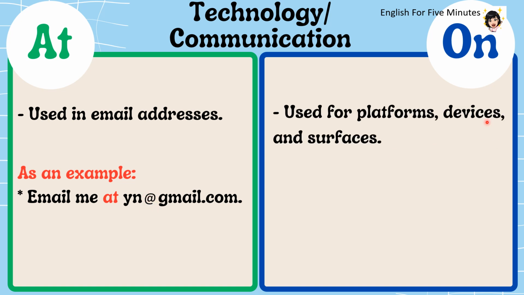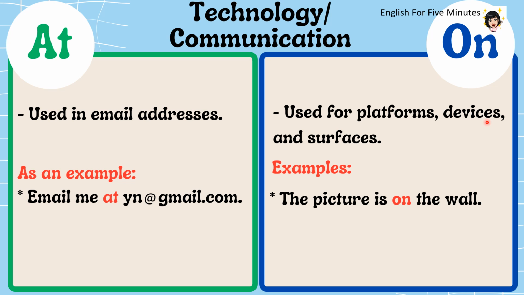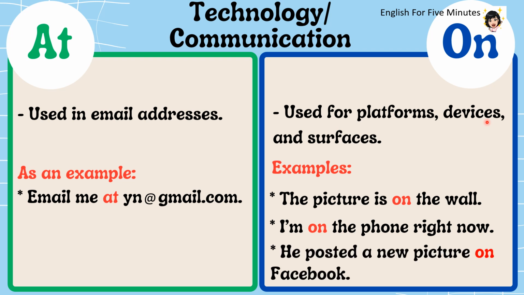Preposition on is used for platforms, devices, or surfaces. Examples: the picture is on the wall. That's a surface. I'm on the phone right now. That's a device. He posted a new picture on Facebook. That's a platform, which is for social media.